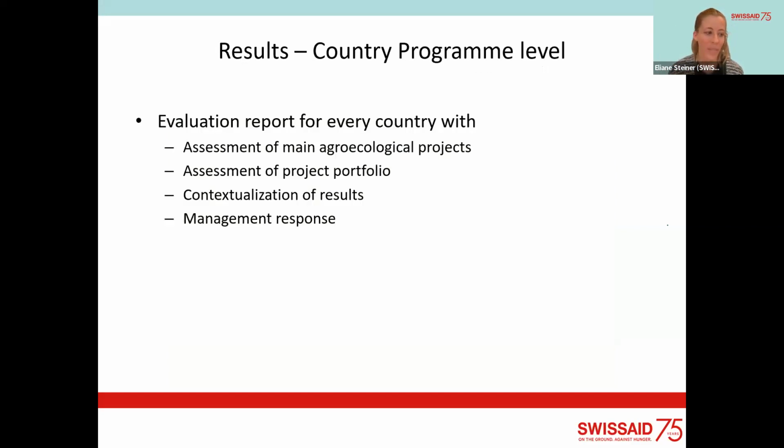Yes, now coming to the results. As I already mentioned, for every country we have one evaluation report with the assessment of the main agroecological projects. What is very great about the tool, as we will see in a second, is that it doesn't only give you the assessment per project, but also of different projects together, which we then call the project portfolio. So you have these different levels of assessment. Then we have the contextualization of the results in these reports, and also a management response.